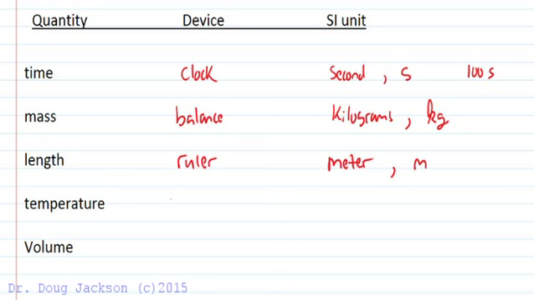Temperature, thermometer. Thermal conductivity probe, forehead scanner, a lot of things that can measure temperature. Okay, and SI unit is going to be the Kelvin. It's going to be abbreviated capital K. Usually though, degrees Celsius is measured in the lab. However, the SI unit is Kelvin, so we'll talk about the difference at a later time.